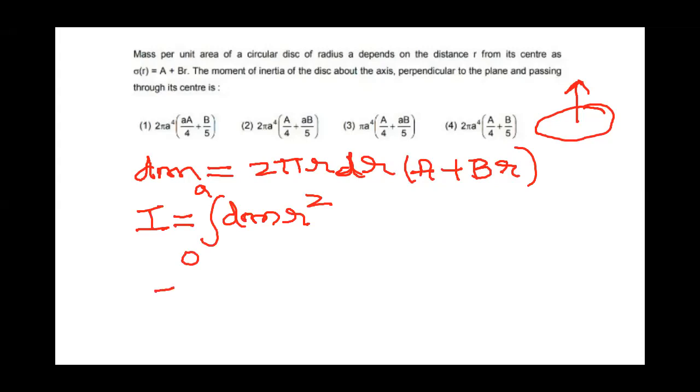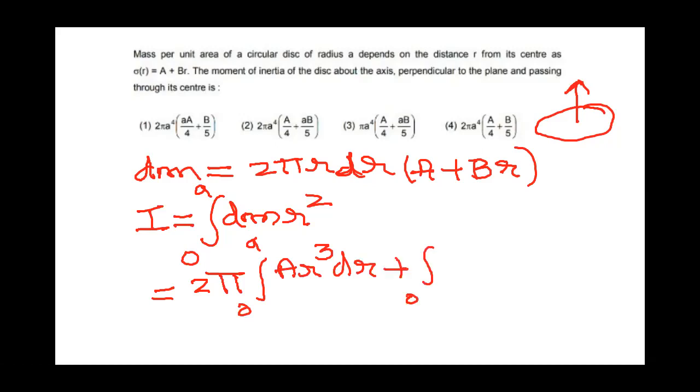Then you will do all the necessary things. You take out the constants, so you have a 2 pi, which is anyway a constant. Then you have an r square and you have an r over there, so you will get an r cube. So basically the first term will be the integral from 0 to a of A r cube dr, and the second term will be again the integral from 0 to a of B r to the power 4 dr.